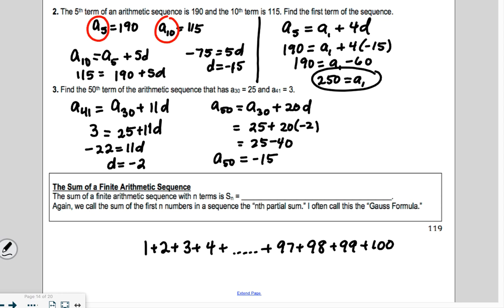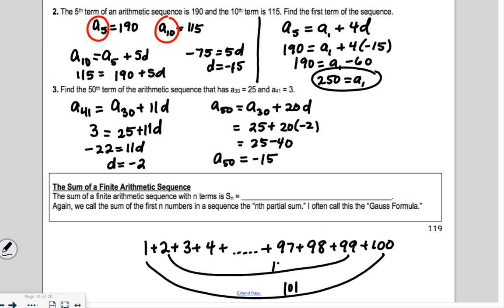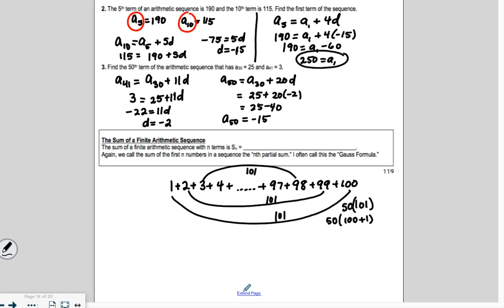And he was like, yeah, well, what I did is I knew that 1 and 100 made 101. And I know that 2 and 99 make 101. And I know that 3 and 98 make 101, right? And there are 50 pairs of numbers. If I have 100 numbers, there's 50 pairs. So I have 50 pairs of 101, which is 50 times 100 plus 1. So he said 50 times 100 is 5,000, and 50 times 1 is 50, so we end up getting 5,050. So he knew right away.